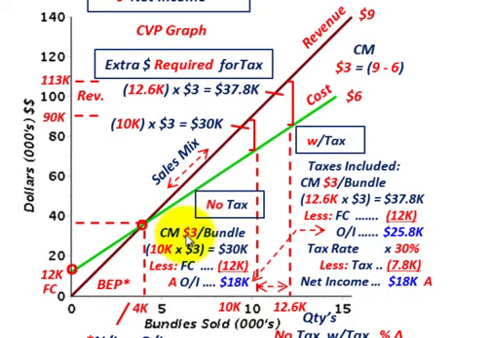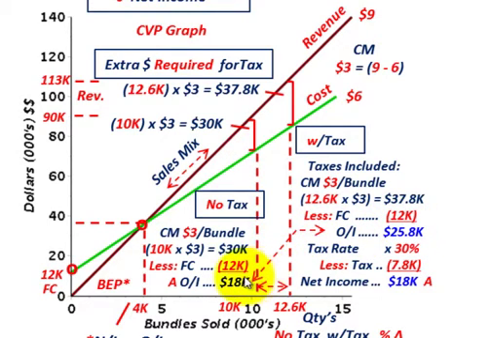again, $3 per bundle contribution margin times 10,000 gives us 30,000, less our fixed cost of 12,000, brings us to our operating income of 18,000. So you can just see that without the tax, everything matches up. Operating income of 18,000 is equal to our net income of 18,000. This is the case where there would be no tax. This is the case with the tax. So operating income with no tax was $18,000. With the tax, operating income moved up to $25,800, just for comparison purposes.